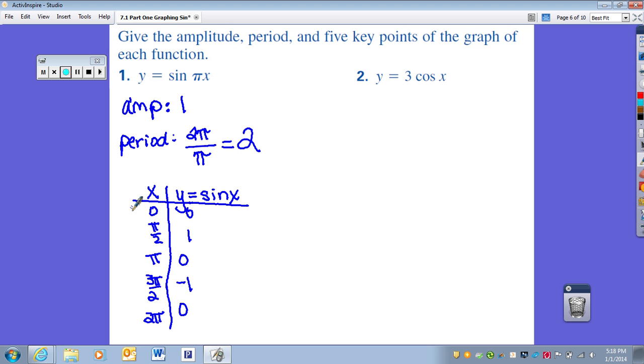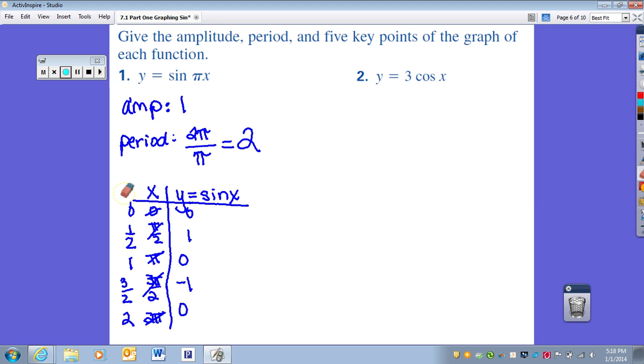Now, we simply are going to divide each of our values by pi, and that will give us our new points. So 0 divided by pi is 0. Pi over 2 divided by pi is going to give us 1/2. Pi divided by pi will be 1. 3 pi over 2 divided by pi is 3 over 2, and 2 pi divided by pi is 2. So those will be our new values that we would graph, giving us our minimums, our maximums, and our x-intercepts.